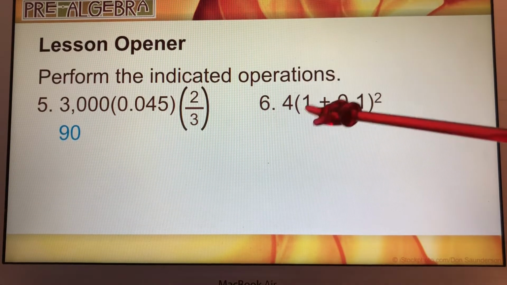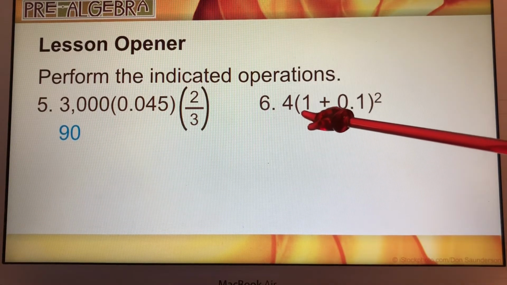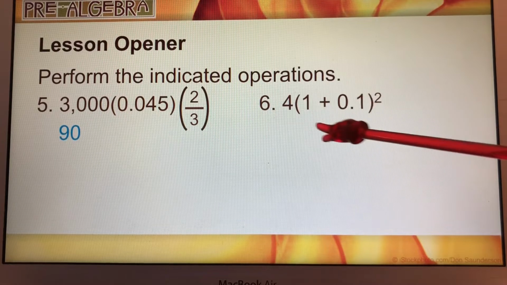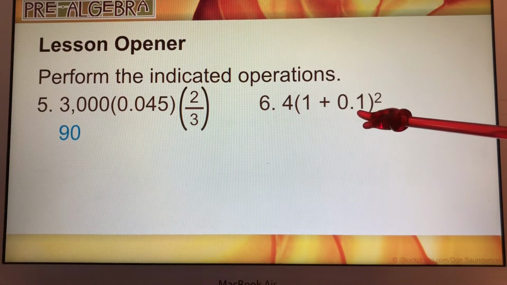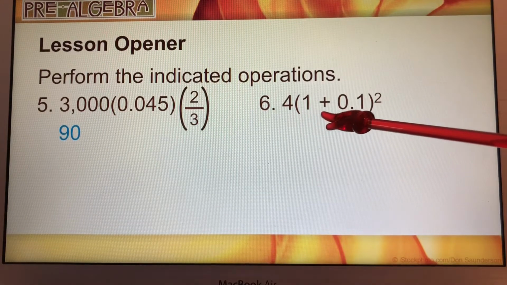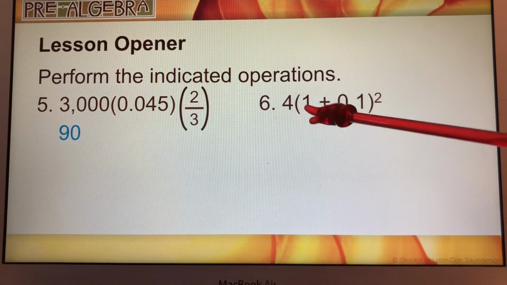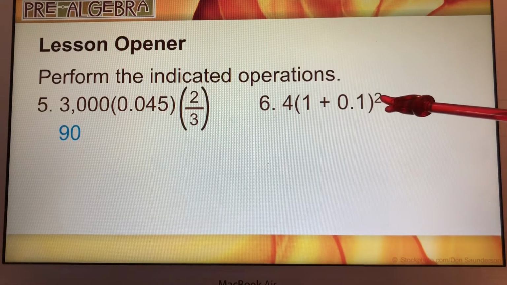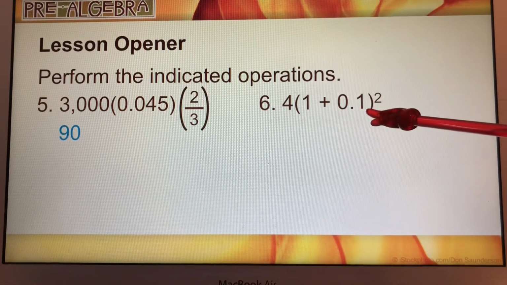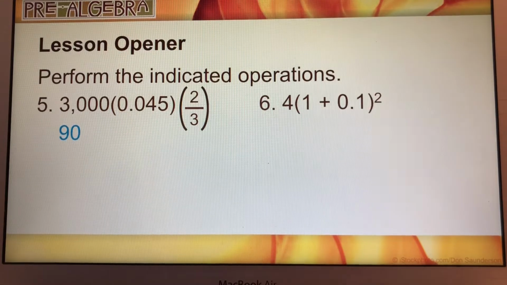Number 6 here. If you simplify first, you have to simplify the parentheses first. 1 plus 0.1, and that would give us 1.1, right? Then we would have to take 1.1 and square it. Then you take that answer and multiply by 4, and your final answer for that should be 4.84.